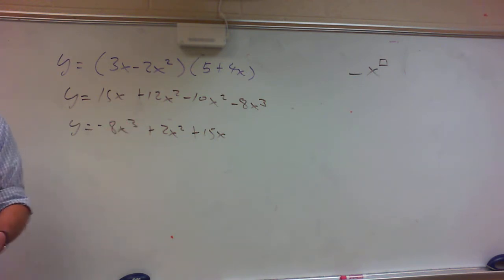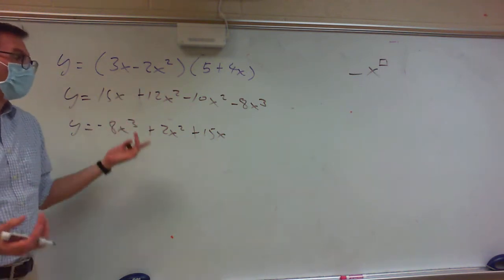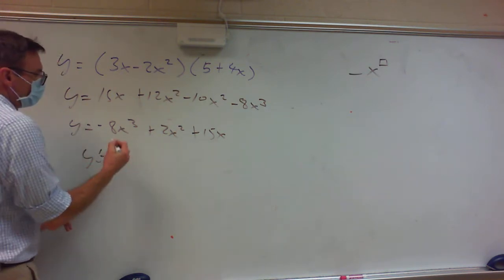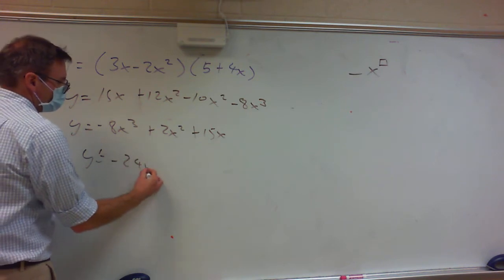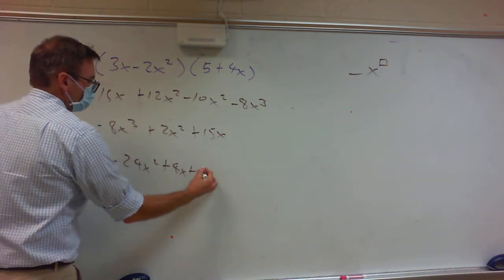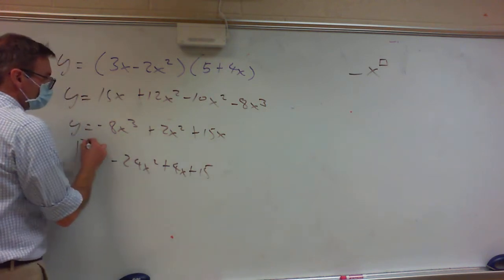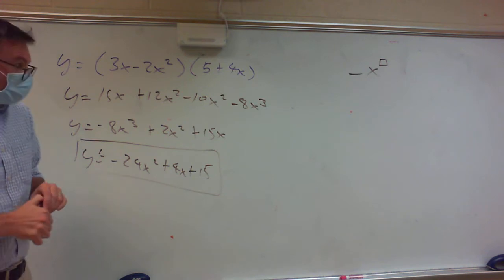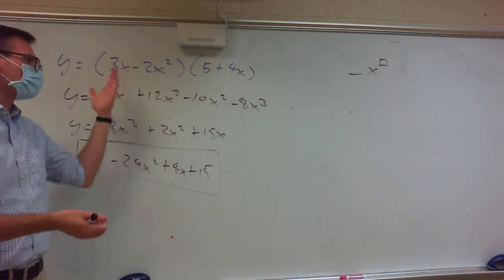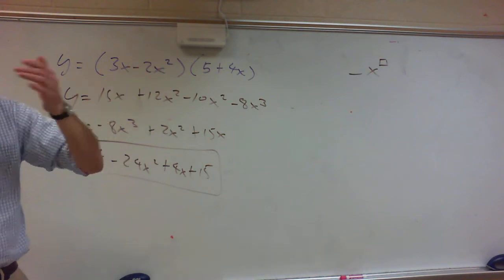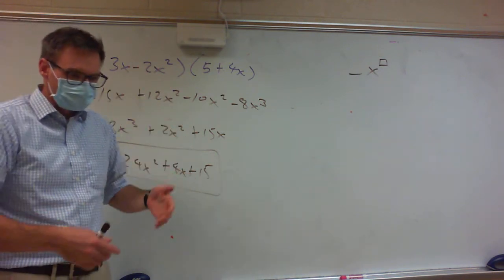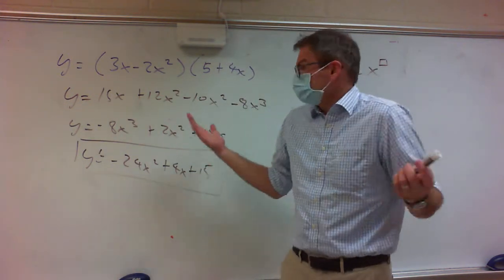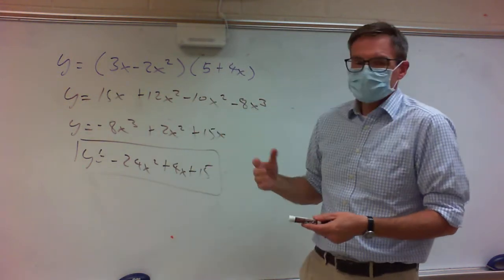Now I've made it look like something I can deal with, and now it's just a matter of taking the derivative term by term. So y prime equals negative 24x squared plus 4x plus 15, and we have successfully taken our derivative. Yay, right? Now, this problem actually is not the goal for today. This is kind of a little summary for what I did on Tuesday, and it is going to lead into something I'm going to talk about.